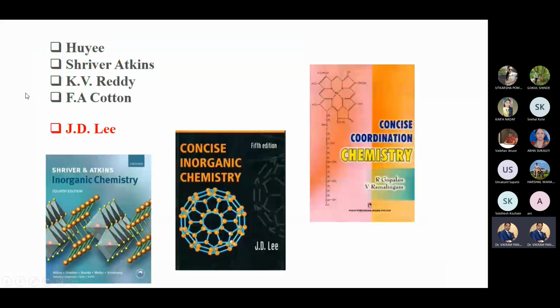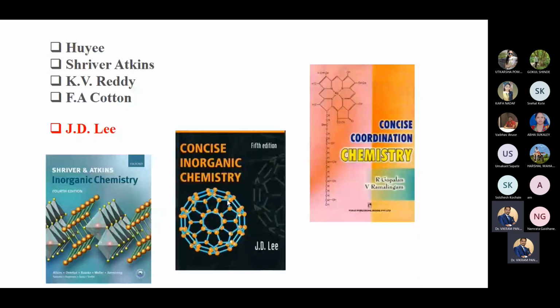There are also Huheey, Shriver and Atkins, K.V. Reddy, and H.P. Cotton, all these books. Then J.D. Lee, this book is only for the group elements of the periodic table in inorganic chemistry, but there are not that many questions from this part. Even if you read any other book, that will be covered in the Puri Sharma Kalia book.